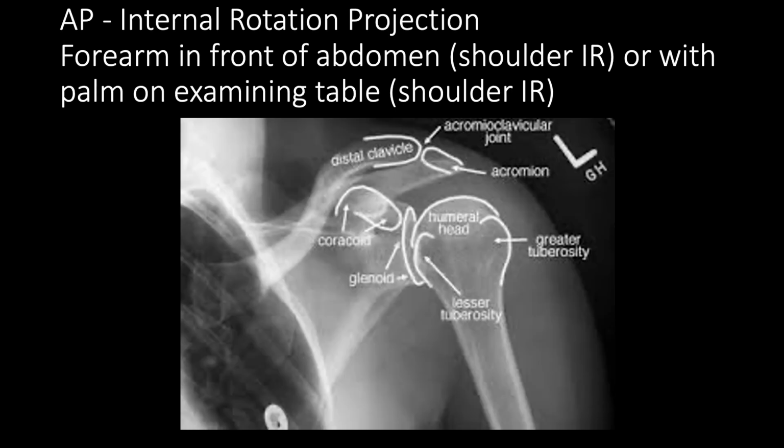And with this view, the big one is you see the lesser tubercle here and the greater tubercle out here. So you can tell it's internal rotation because you can get a good view of the lesser tubercle here with the glenoid. The coracoid is here. You see the distal clavicle area, the AC joint and acromion are all here. So get a good idea of what's going on bony-wise here.